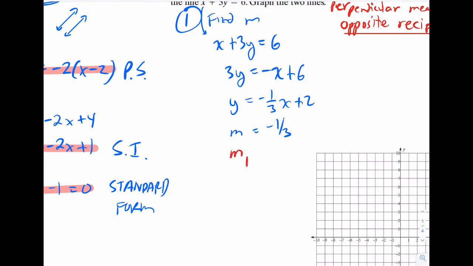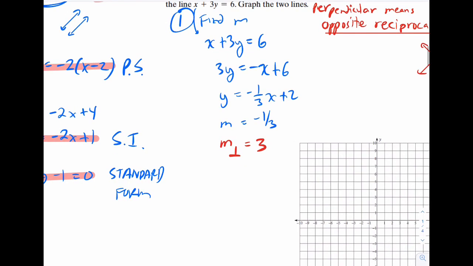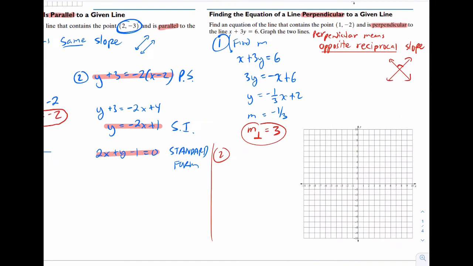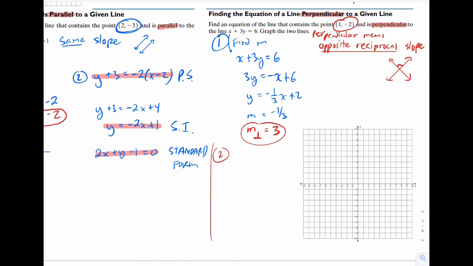So we're going to write m perpendicular. That's like an upside down t. The opposite reciprocal would be positive 3. That's the number you want. So for step 2, we plug everything in. Here's the point that's given. Y plus 2, that's equal to 3 times x minus 1. That's the equation of the line.